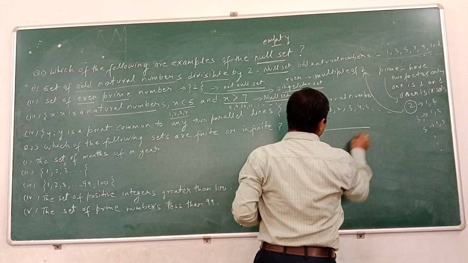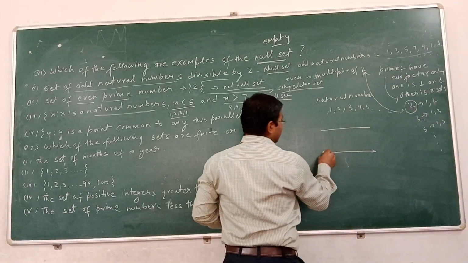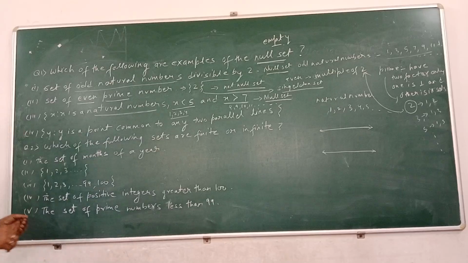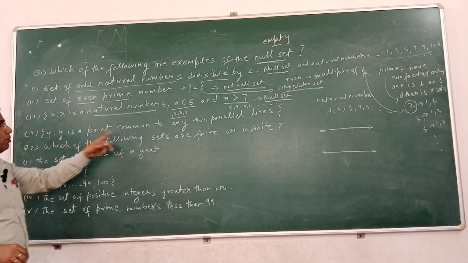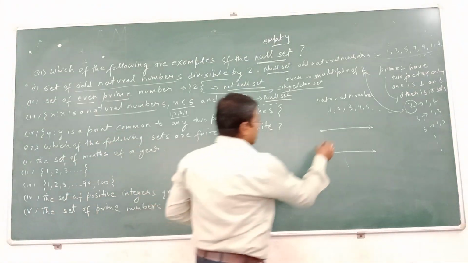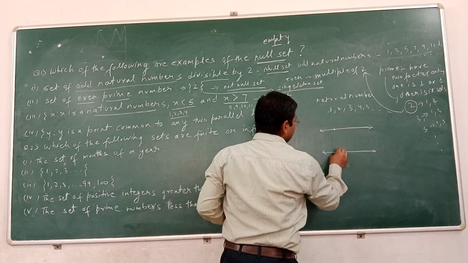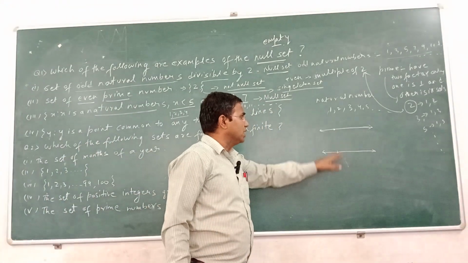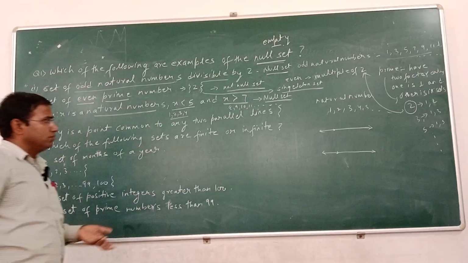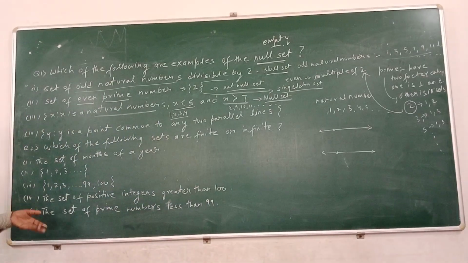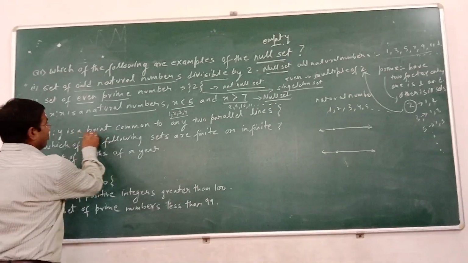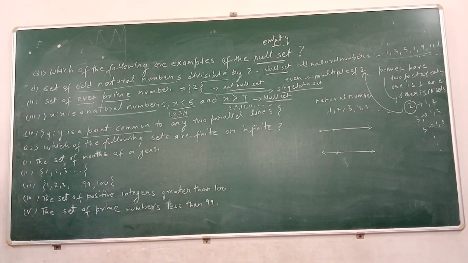Parallel lines are two or more lines which never meet or intersect each other. Now it is saying a point common to any two parallel lines. If we take a point on this line and a point on that line, can you say both points are common? No, your answer will be no, both points will not be common. But here it is saying a point common to any two parallel lines, so that is not possible.